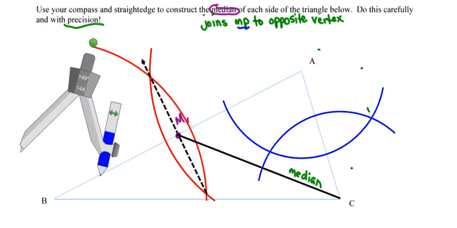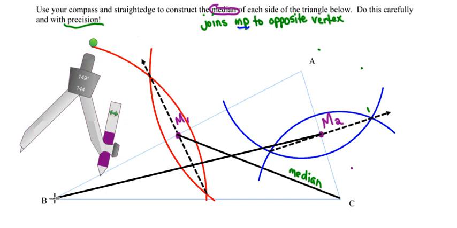Let me get my compass out of the way. And again, recall that our only purpose in constructing the perpendicular bisector is to find the midpoint. So I'm going to make that line dotted like I did the first time. And I'm going to call that point of intersection M2, for midpoint 2. Once I know exactly where the midpoint is, I'll take my straight edge and connect that midpoint to the opposite vertex. So in other words, I'm connecting midpoint 2 to vertex B. And that represents a second median in my triangle.